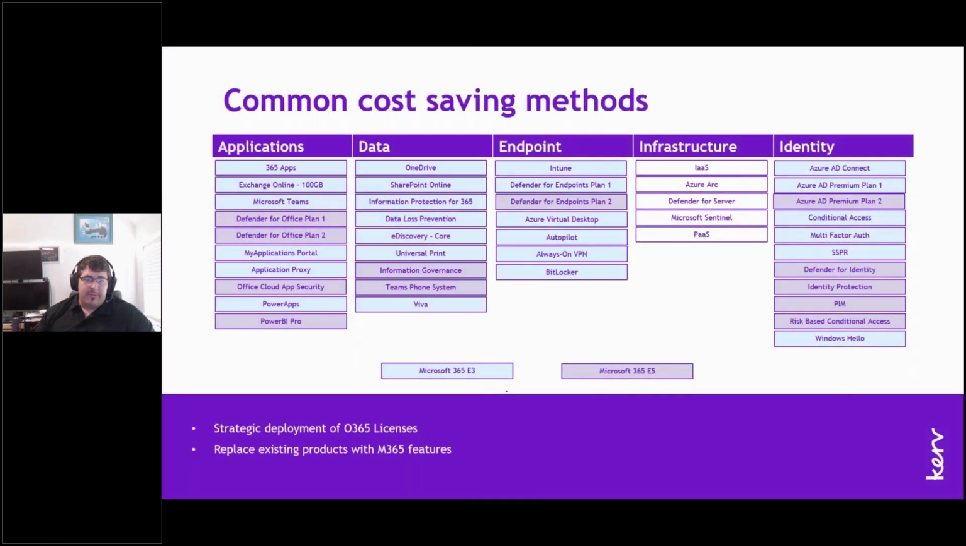Another common cost-saving method is customers making full use of their Office 365 and Microsoft 365 licenses. Now, you may have some organizations that are paying separately for database management systems. They're paying separate costs for antivirus solutions, another separate cost for endpoint management solutions. Leveraging your E3 and E5 licenses, you can actually cover off a lot, if not all, of your current IT needs just by replacing some of those existing services with Microsoft offerings as well.